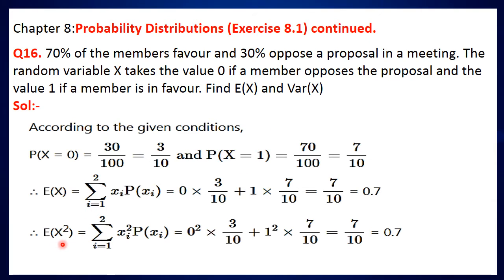So expectation of x square is obtained by the formula sigma xi square into p of xi, where i varies from 1 to 2. Now first substitute x equal to 0, that is 0 square into corresponding probability 3 upon 10, plus next x is equal to 1, that is 1 square into 7 upon 10. That is first term is 0, the second term is 1 into 7 upon 10, that is 0.7.